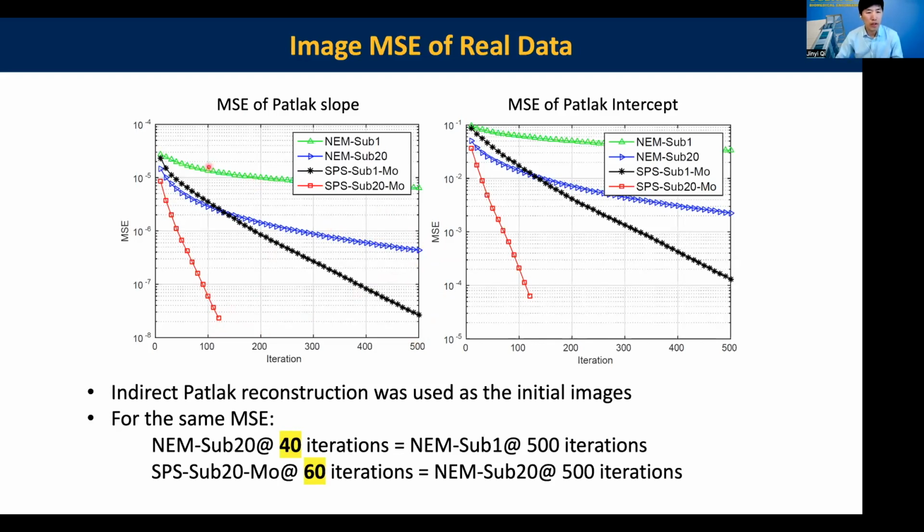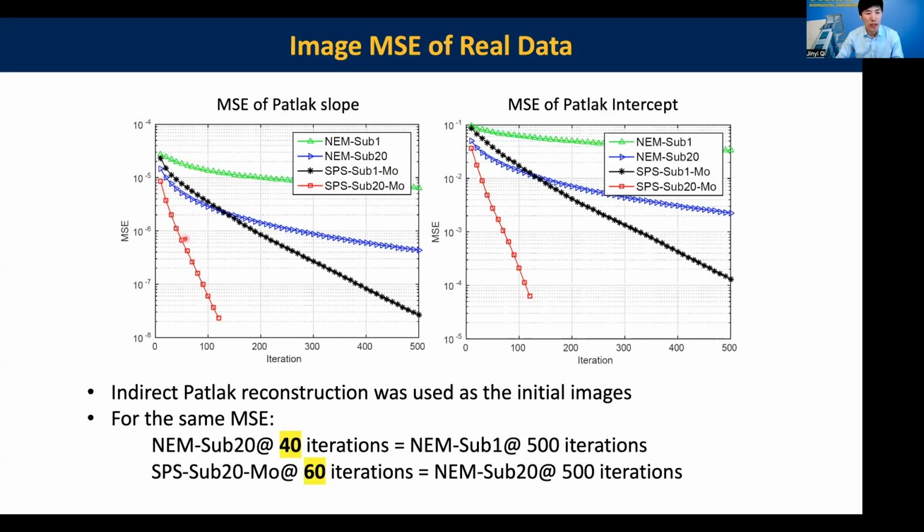Okay, so there are 4 curves, and the green one is what we call the nested EM with sub-iteration 1, and that's what we have said is equivalent to the original EM by treating the product of A with P as a single matrix. So the convergence is really slow, as you can tell from this curve. When we use 20 sub-iterations, you can see the acceleration of convergence. If we just match the MSE at this point for the nested EM, that only requires 40 iterations to reach 500 iterations of the original EM. And then the momentum is even faster.